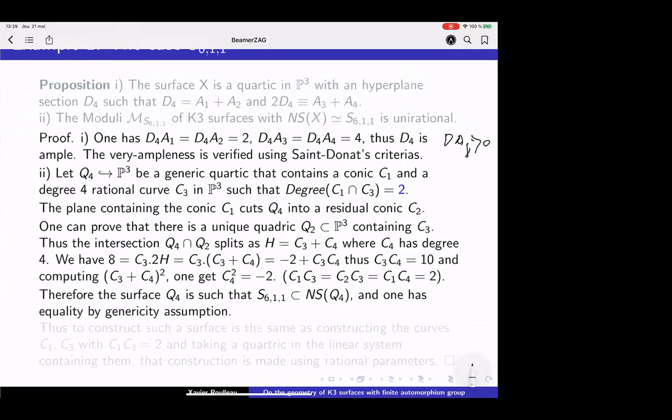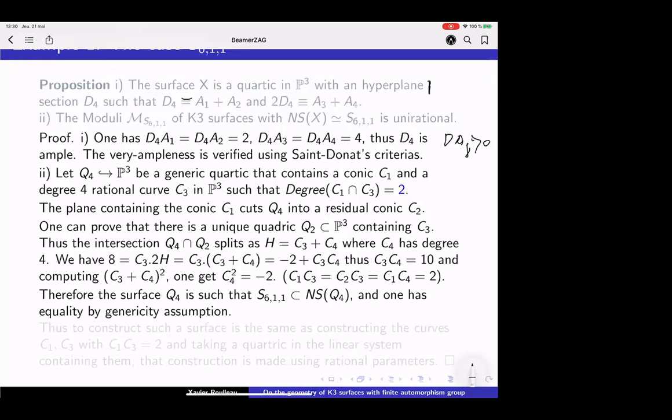So that gives you that your surface is a quartic in P3. Moreover, since you know that D4 is linearly equivalent to that and that, the images of A1 and A2 are conics through the embedding given by D4, and the images of A3 and A4 are 2 smooth rational degree 4 curves. Now for the second part, it is more than that: it gives you a construction of these surfaces.